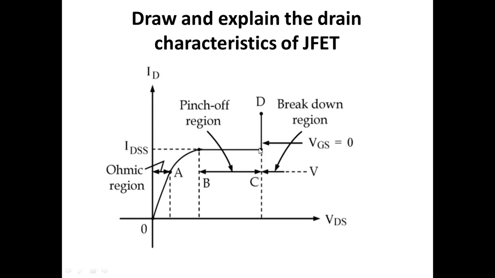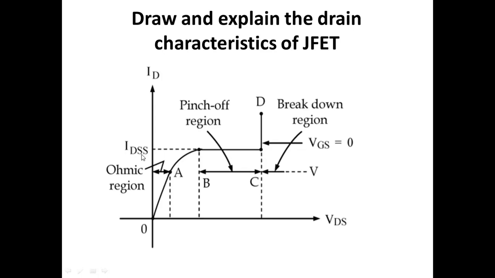Okay, when the breakdown occurs within the field effect transistor with VGS equal to 0, then there is a sudden change in the ID, that means drain current. So this curve may be divided into 4 regions. First one is the ohmic region, from 0 to A, and the curve AB is the exponential region, and next one is the pinch off region. It has constant ID.